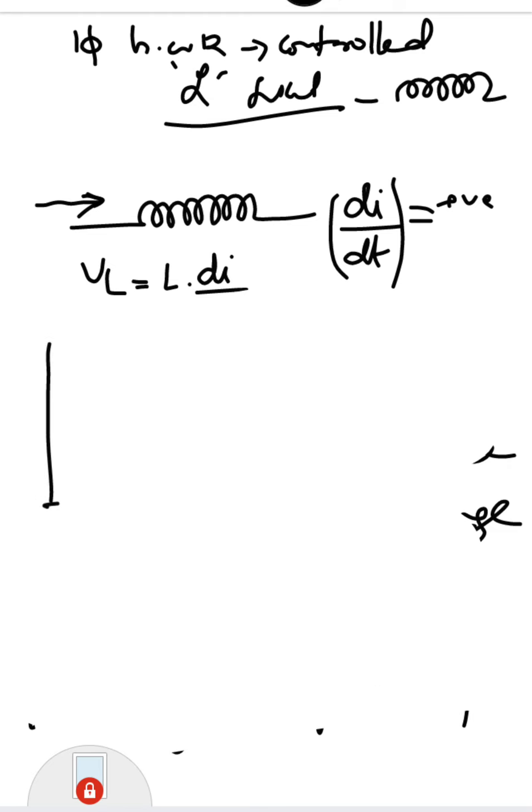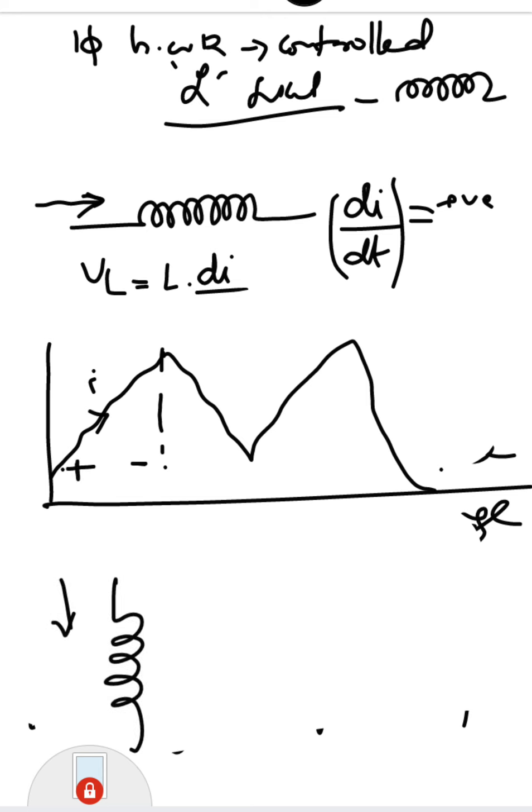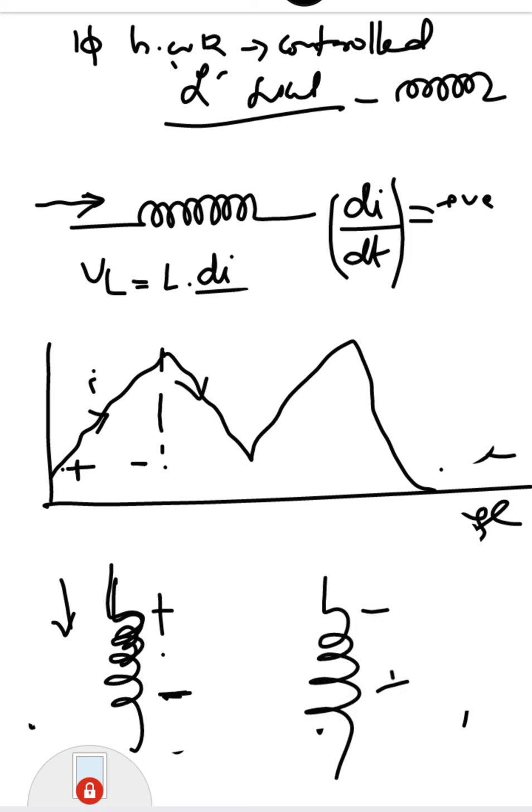suppose that this is the current flowing through the inductor. The current flowing through the inductor increases. Assume that this is increasing and decreasing. Whenever the current flowing through the inductor is increasing, this is the interval. During that time the inductance will develop a polarity like this. Current flowing through the inductor increases, so a polarity will be developed across the inductor such that it will oppose the increase in current. Similarly, here the current starts to decrease, so definitely the polarity of the inductor reverses just to oppose the decrease in current.